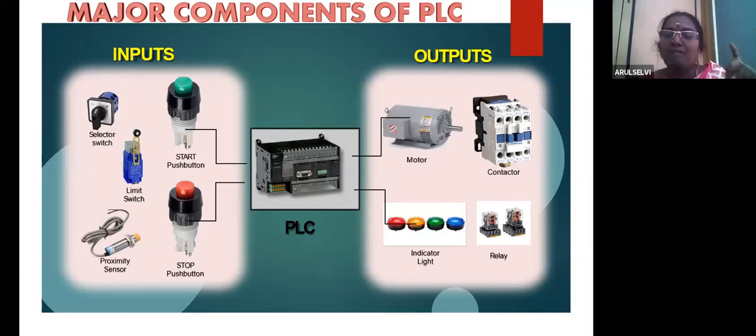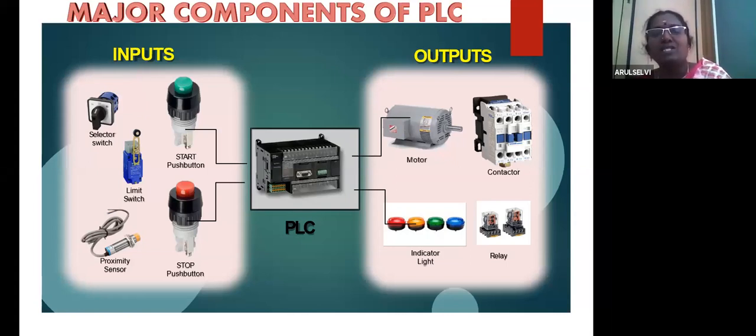So you can either have a proximity sensor or a limit switch. A limit switch is suitable for big structures where movement is going on and where you have to sense the movement. Okay, so these are some of the examples of the input.